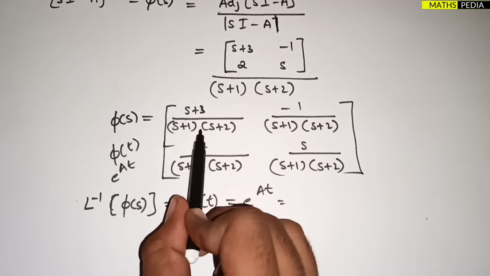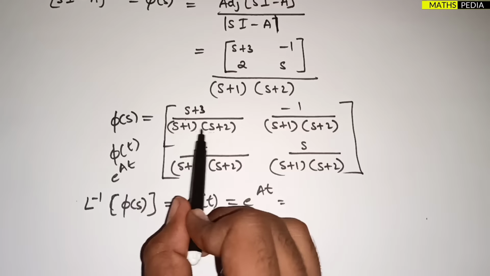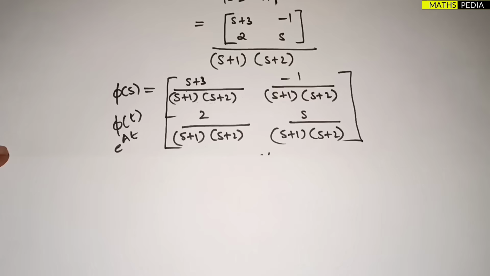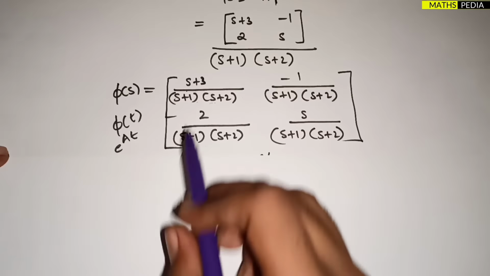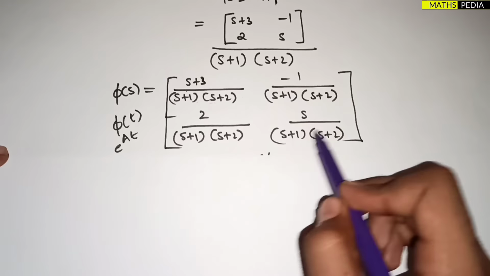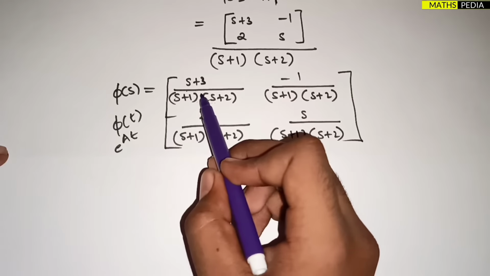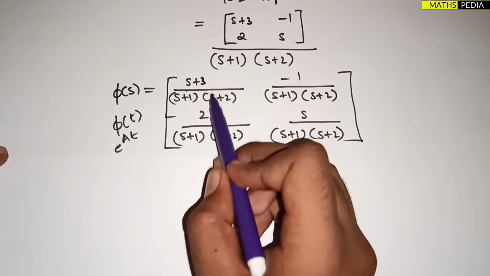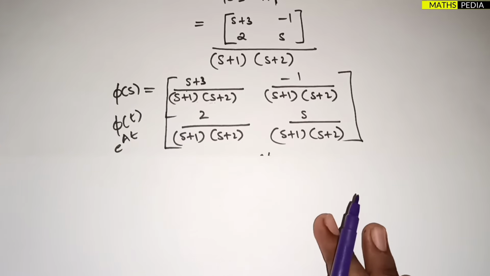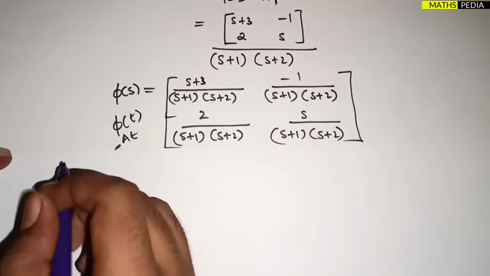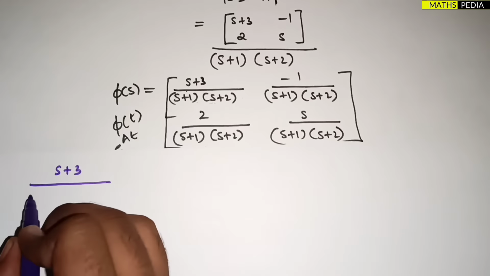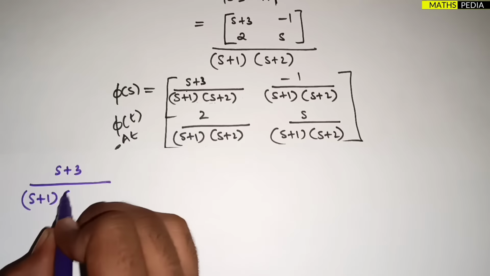Since in the denominator we can see linear factors are there, you have to go forward with partial fraction. So I have to take each term of the matrix, these 4 terms, and do partial fraction, since in this denominator the product of linear factors is there. Let us see how to do it. I'll take the first element, which is (s plus 3) divided by (s plus 1) into (s plus 2).